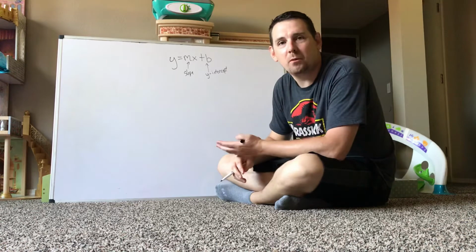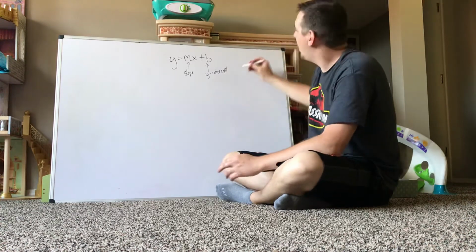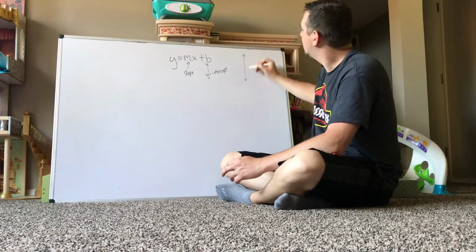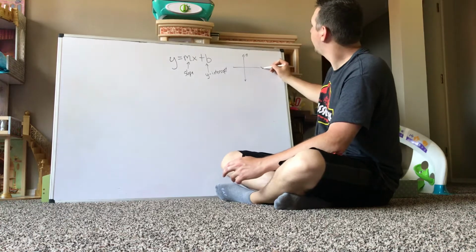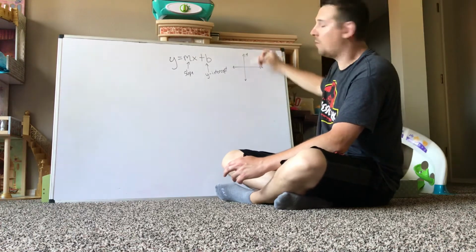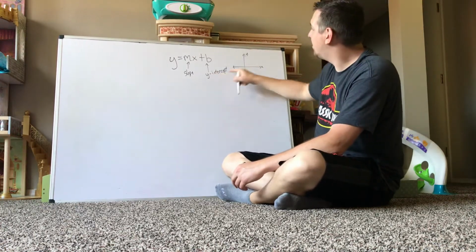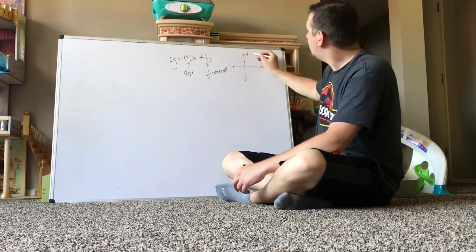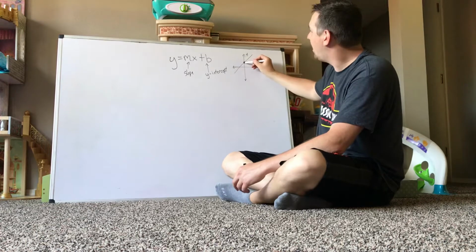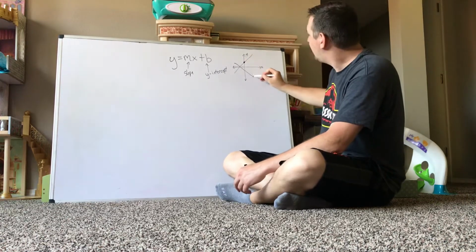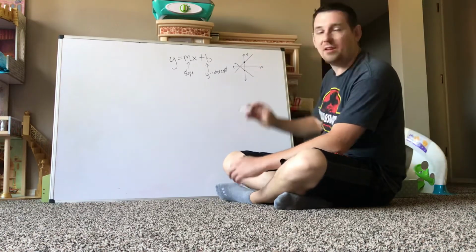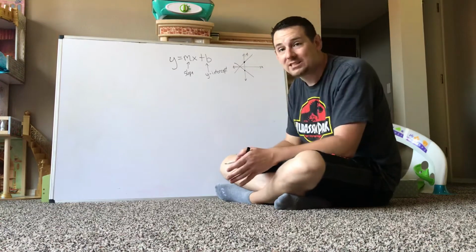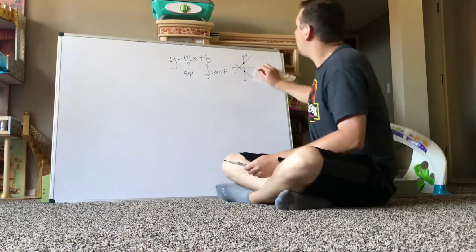Y-intercept, if you think about the word intercept, that is where it crosses. This is the y-axis. So the y-intercept is where it intercepts the line. So if it goes there, then that's the y-intercept. If it's right here, then that's the y-intercept. It's where it crosses the y-axis. Okay.